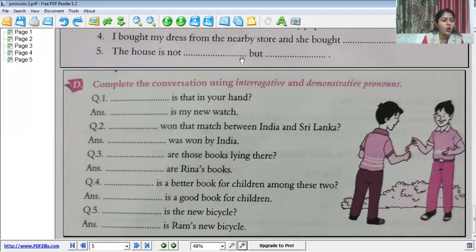Then the next one. Whose are those books lying there? Those are Reena's books. Then the next question. Which is a better book for children among these two? This is a good book for children, or that is a good book for children. Whose is the new bicycle? This is Ram's new bicycle. Okay, got it, children? So you've come to know what interrogative and demonstrative pronouns are.